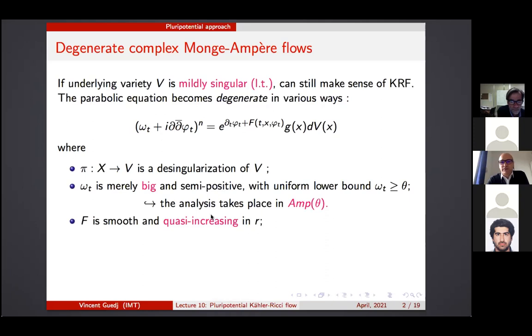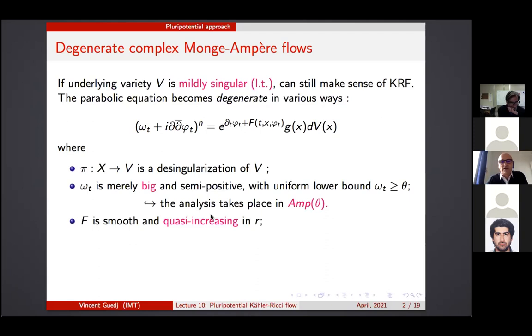The function f is smooth in each variable. And it is essentially increasing in the last variable. So quasi-increasing means here that the derivative of f with respect to the third variable is, if not positive, at least bounded below uniformly by a fixed negative constant. And you should keep in mind that the main geometric application will be where the dependence in phi is actually linear in phi. This is, for instance, for the Kaehler-Ricci flow where you have this lambda phi term, okay? And in that geometric application, the derivative of f with respect to the last variable is simply lambda, okay? Or minus lambda.